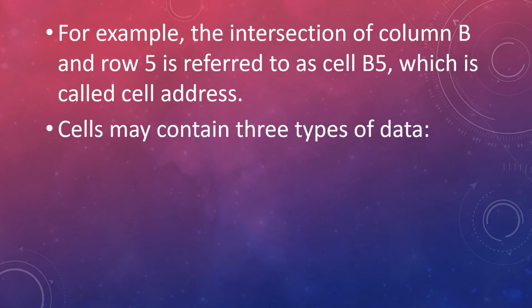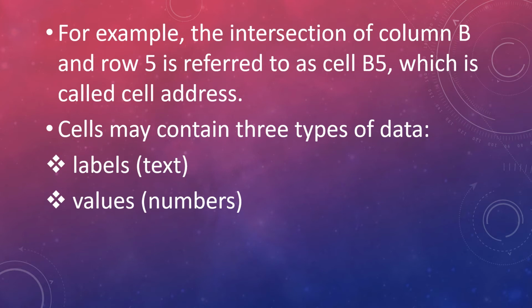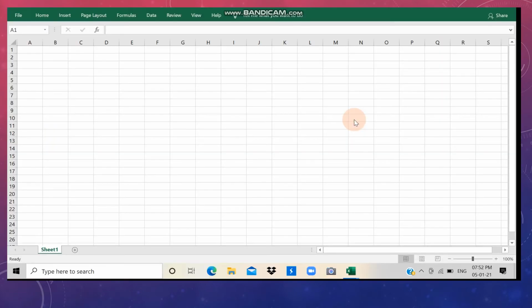Cell may contain three types of data. Labels, that is text, values, that is numbers, or the formulas. Children, you have already seen the columns and the rows. Let us see what is a cell address.